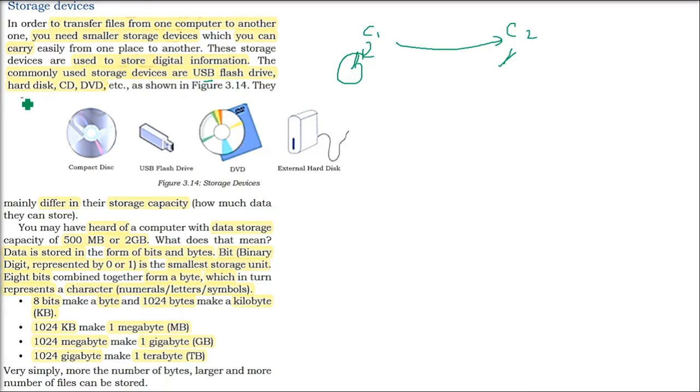So we have USB, flash drive, hard disk, CD, DVD. These are all the common storage devices. The internal hard disk you cannot take out. We have external hard drives, but I am talking about the internal hard drive. It's already permanently there. CDs, flash drives, DVDs, you can always put inside your computer in the places provided, the ports, and then you can take them out and put them somewhere else.